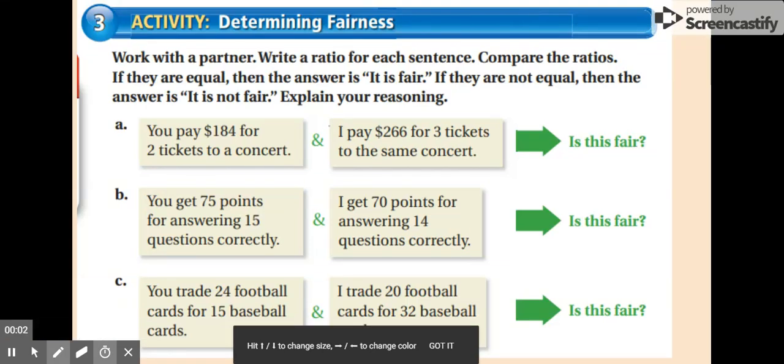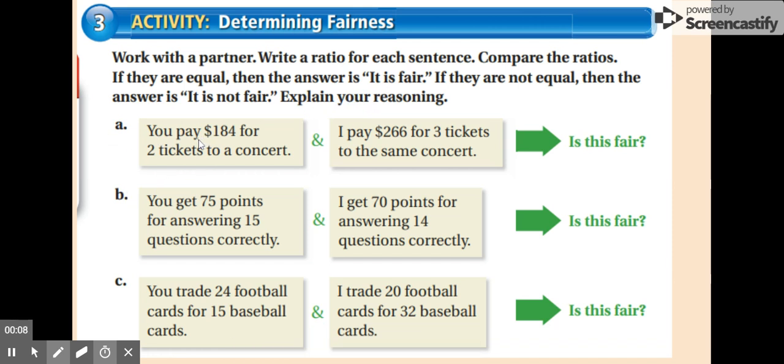All right, let's think about if it's fair for each case. So you pay, okay, I'm going to use a ratio because we already learned this. Let me just put $184 per 2, and you pay $266 per 3. Do you think this is going to be fair? How can I compare this? How do you know if this is fair?